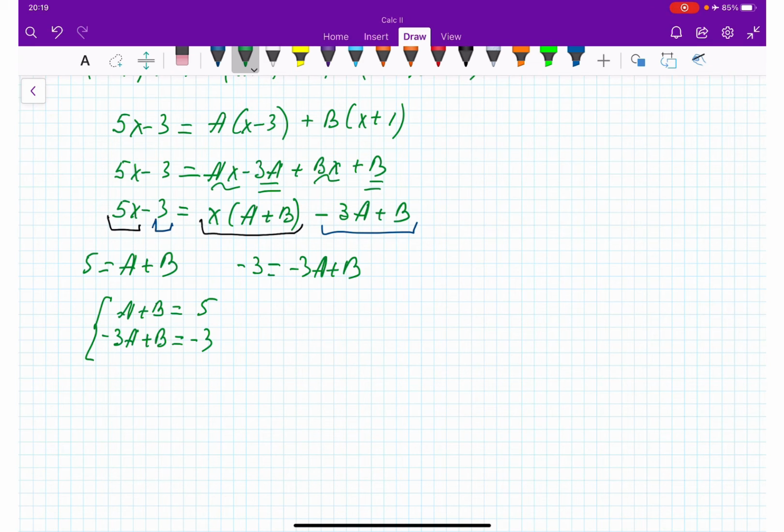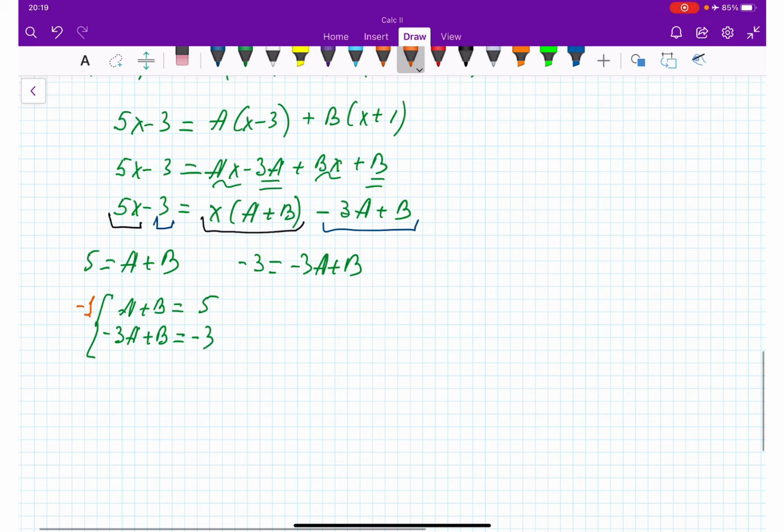Okay, so how are we going to solve it? Very easy. Here it's going to be negative 1. We need to multiply negative 1 to get negative b. So if we distribute negative 1, we get negative a, negative b equals negative 5, right? Negative 3a plus b is equal to negative 3.